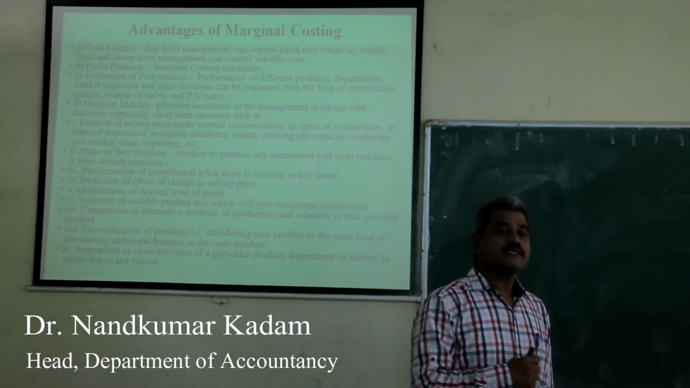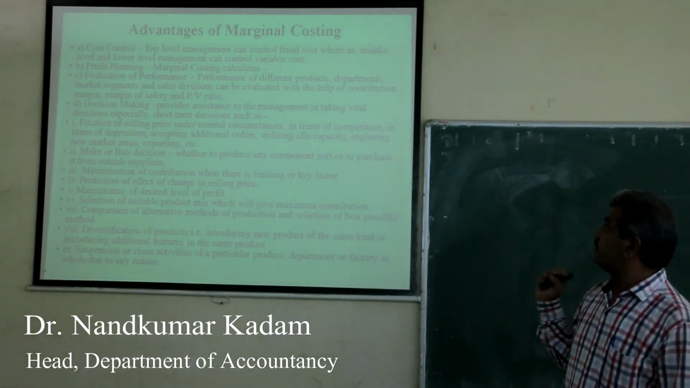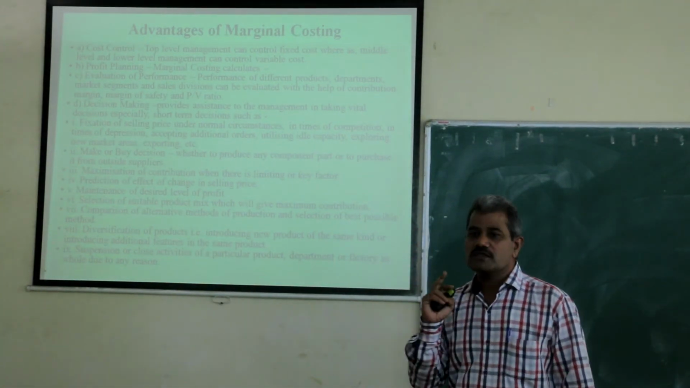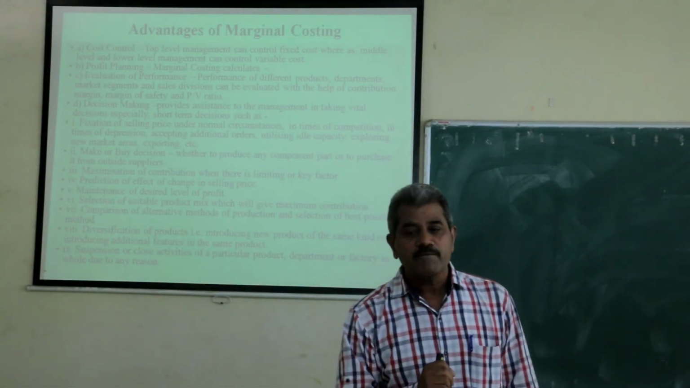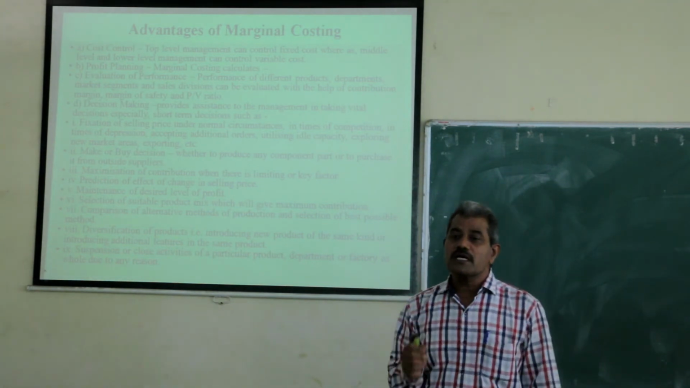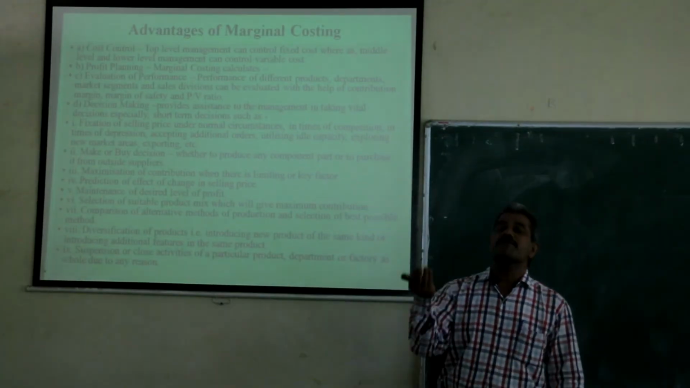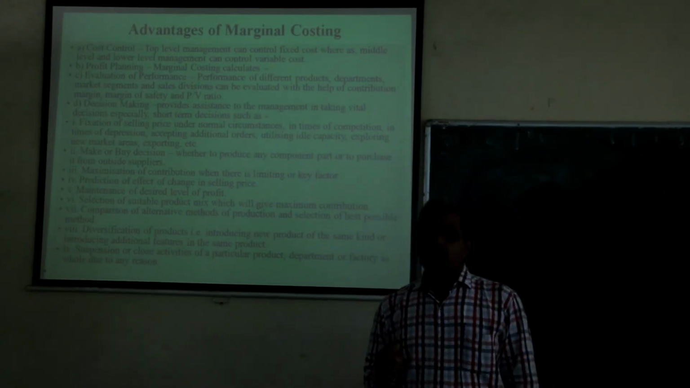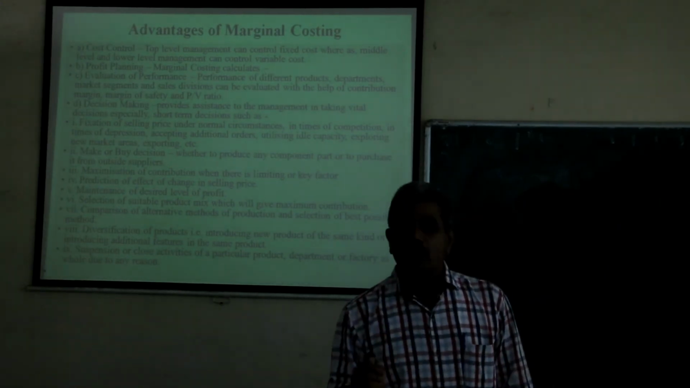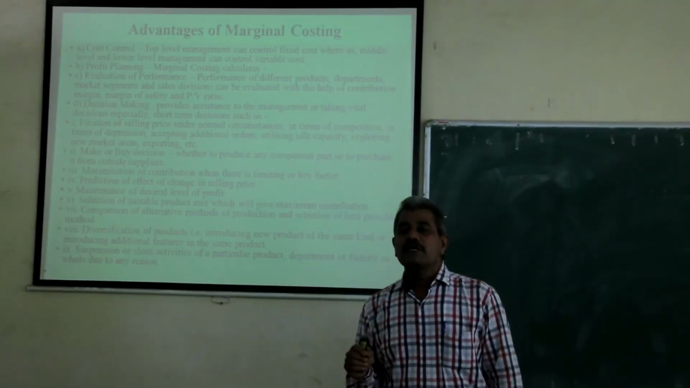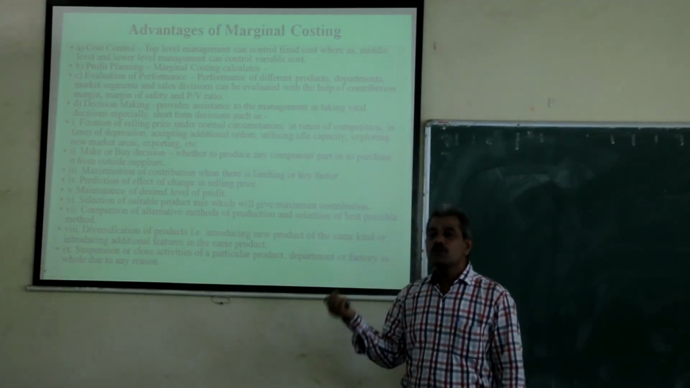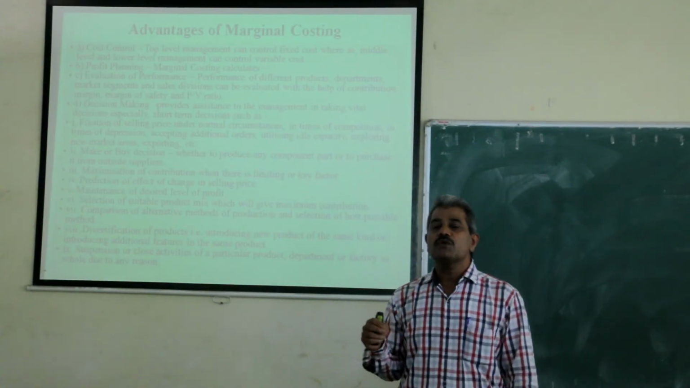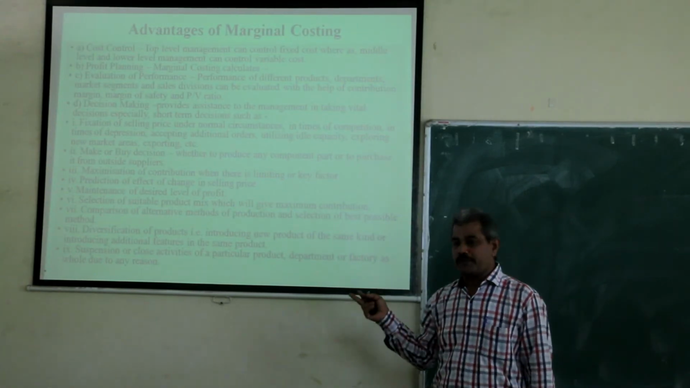What are the advantages of this marginal costing and CVP analysis? There are four advantages. One is cost control, which is very essential, because unless we control the cost, we cannot increase the profit margin. Next is profit planning. We can plan for the profit with the help of various elements or tools of marginal costing, as well as with the help of CVP analysis.